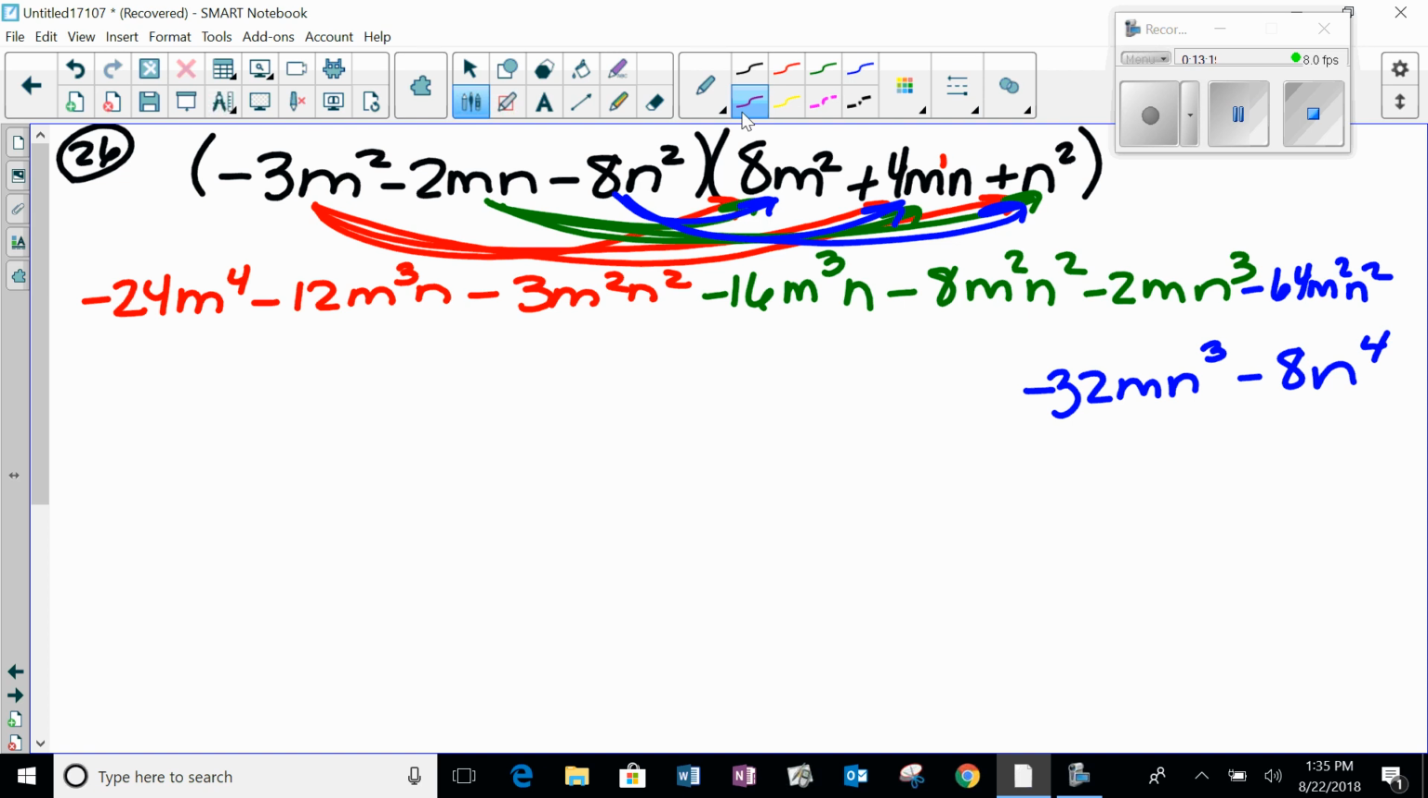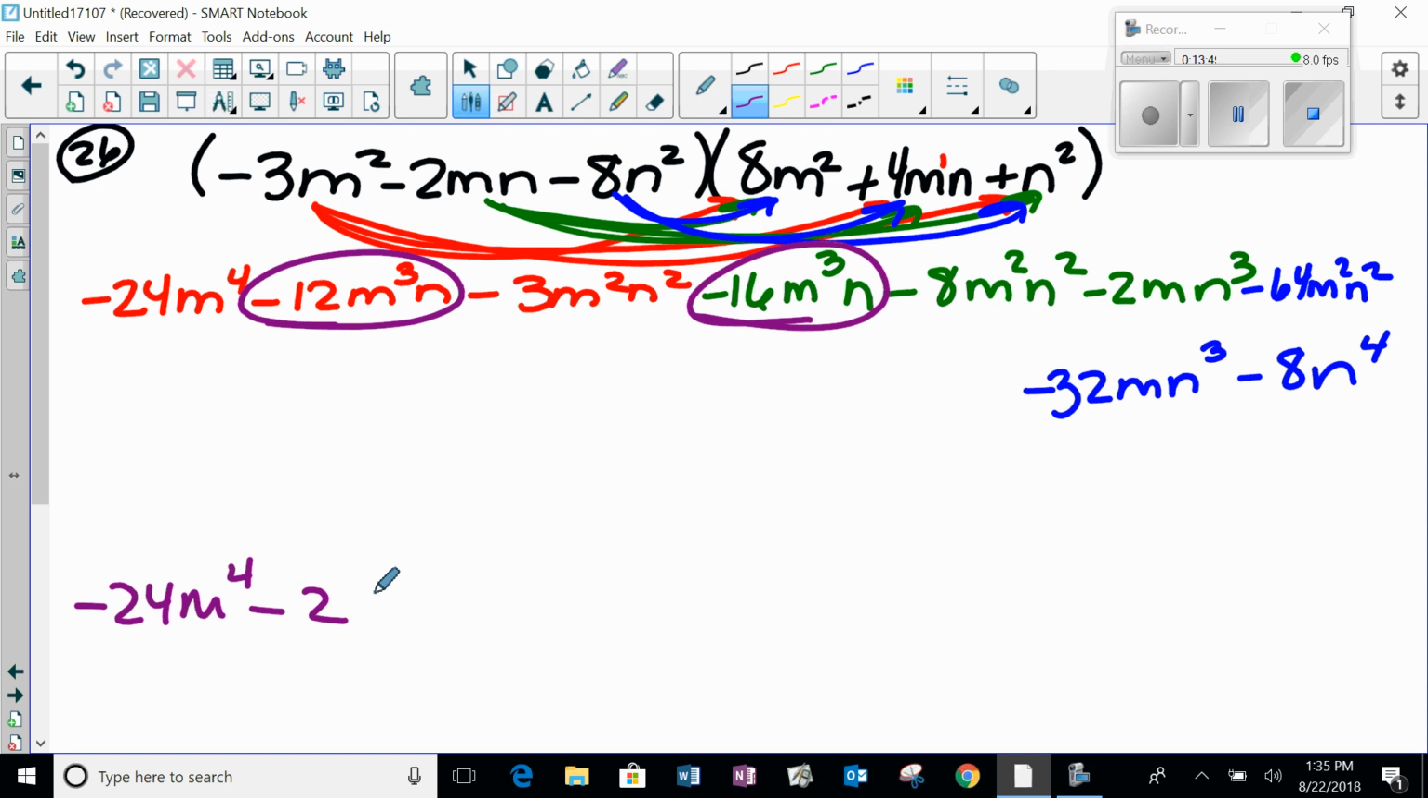Now we have to combine our like terms. There is no other m to the fourth power, so I'm going to bring that down. Negative 24m to the fourth power. Is there any other terms that have m cubed in? Right here we have a negative 16m cubed n. So that's going to be a negative 28m cubed n. Crossing them out because I've used them.